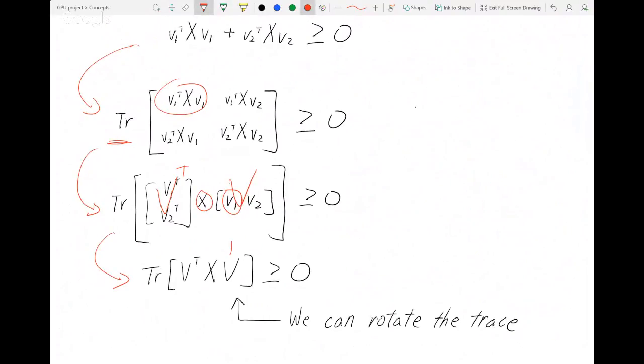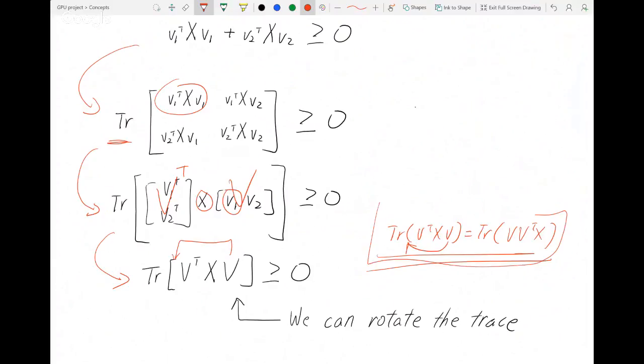Now we can do a rotation. The trace of v transpose xv is actually equal to the trace of v v transpose x. So I move this over here, and they're actually equal to each other. Now that is something you have to look up or prove yourself, but it's good enough if you just look it up on the table. That's what it will say.